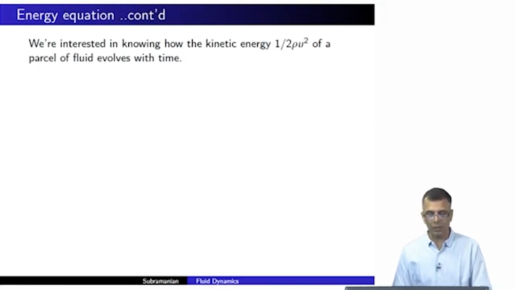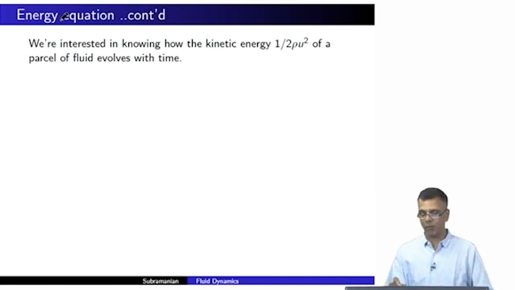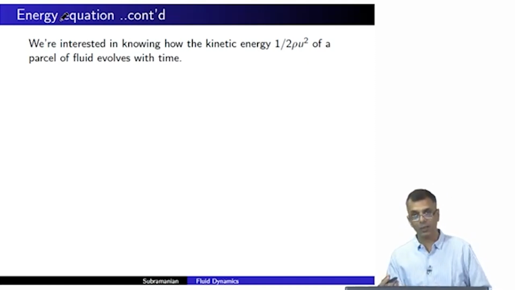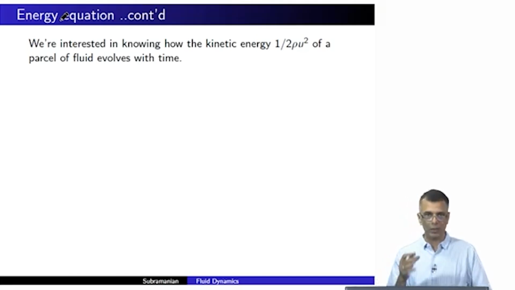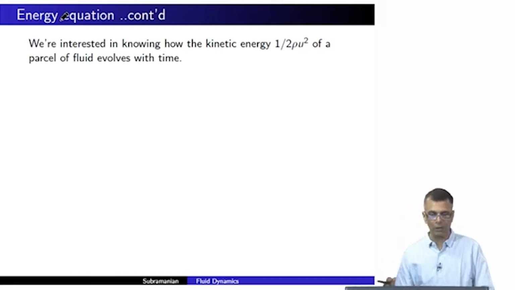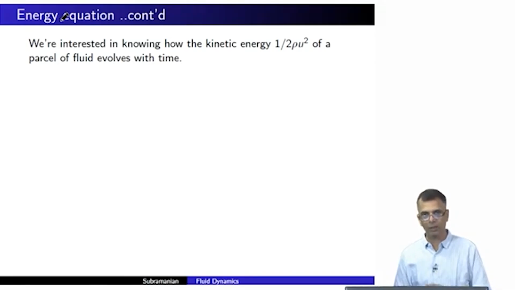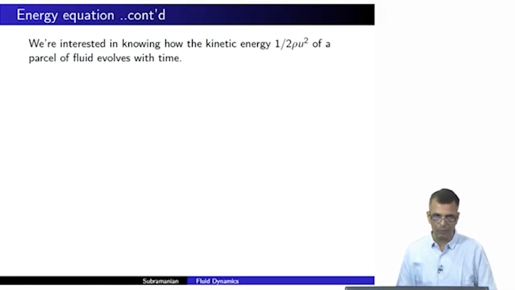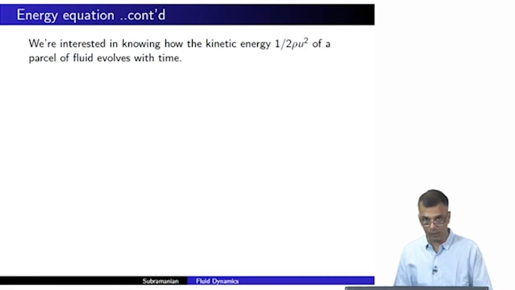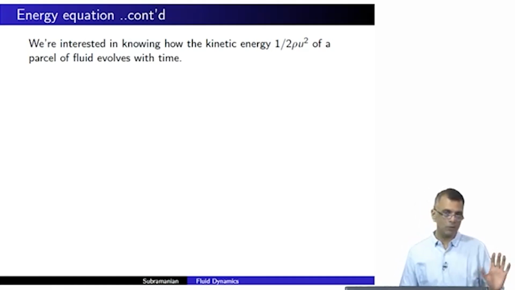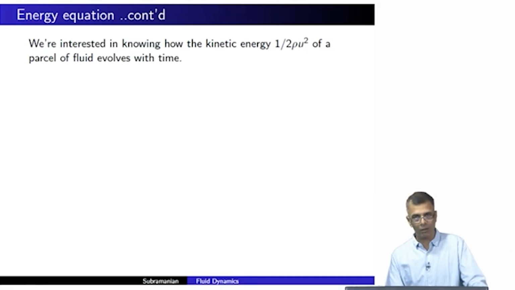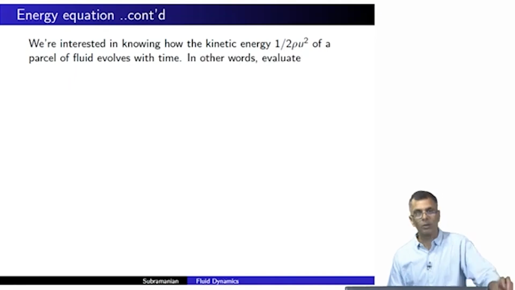Now we're interested in knowing how the kinetic energy, half rho u squared, energy density to be precise, evolves. Half mv squared will be the kinetic energy, and half rho u squared is the energy per unit volume. Okay, how the kinetic energy of a parcel of fluid evolves over time. What viscosity does to it in particular. Okay, because we've already seen the energy equation for an inviscid parcel of fluid. That's essentially the Bernoulli constant, right? Although it's strictly speaking valid only over a streamline.